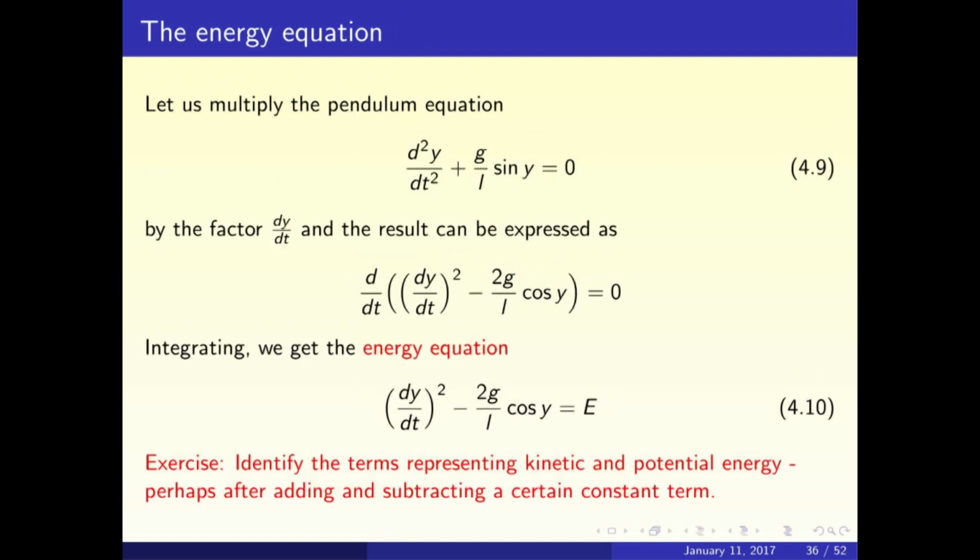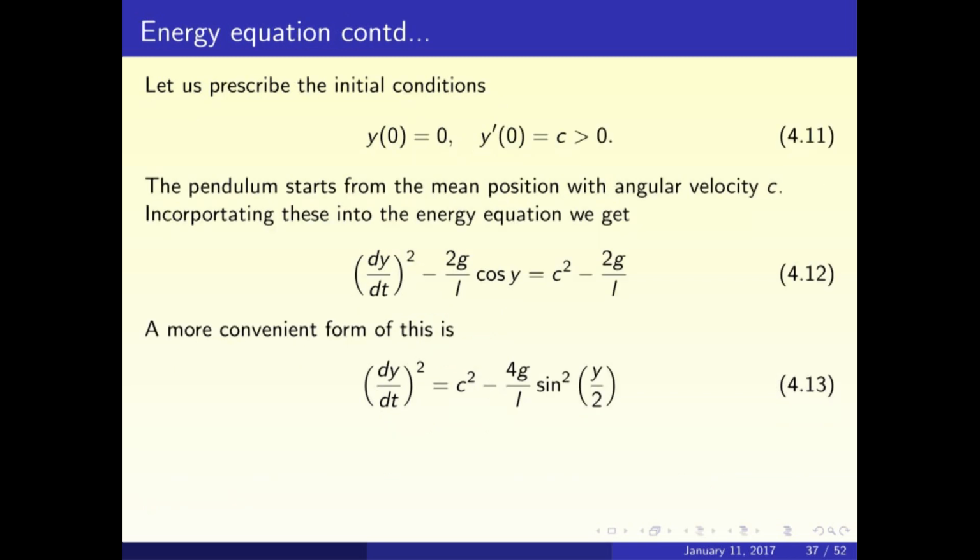You have got the energy equation 4.10. Put t equal to 0. dy by dt at t equal to 0 is c. And cos y when time t equal to 0 is cos 0, which is 1. So equation 4.10 simply reads c squared minus 2g by L equals e. So e is c squared minus 2g by L. That's what I'm saying. So the right hand side of the 4.10 energy equation has been replaced by c squared minus 2g by L.